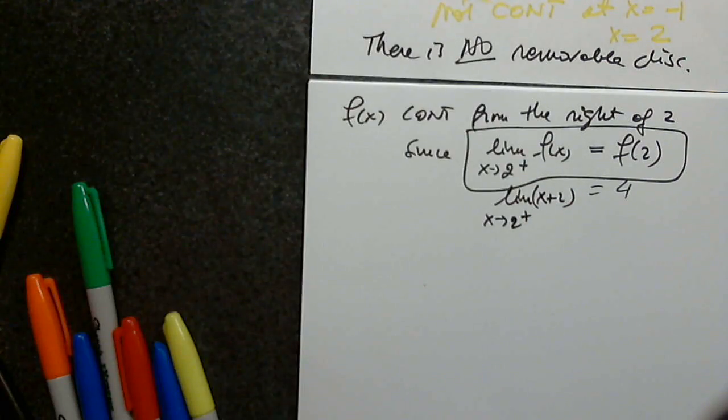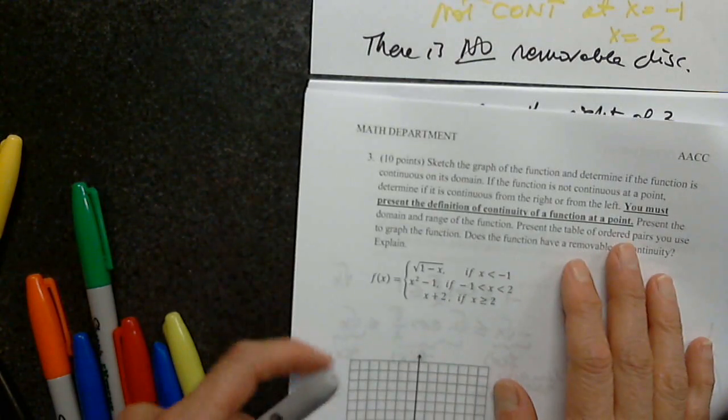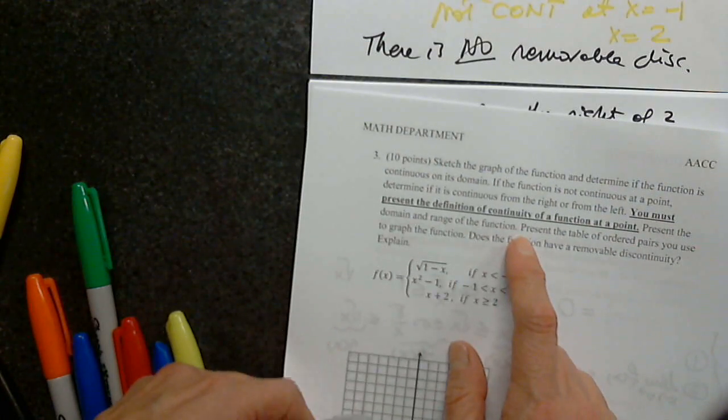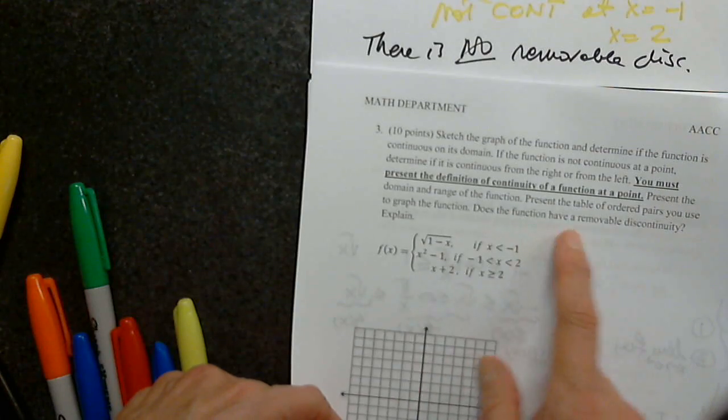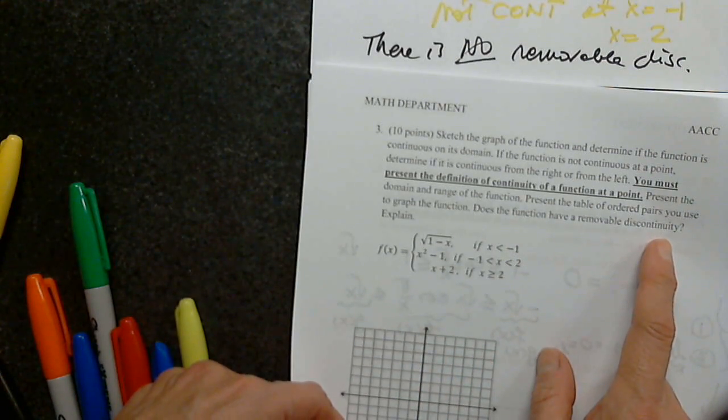So we answered all questions here. It's not continuous at those 2 points. It's continuous from the right of 2. I presented the definition of continuity at a point. I presented the domain and range. I presented the order of ordered pairs. Does this function have a removable discontinuity? No.